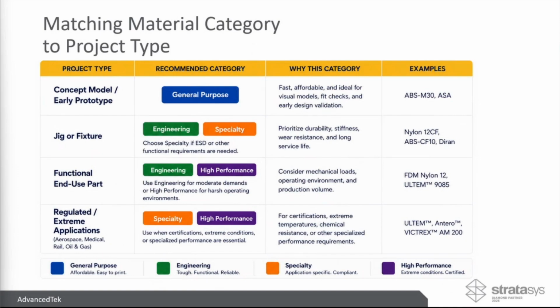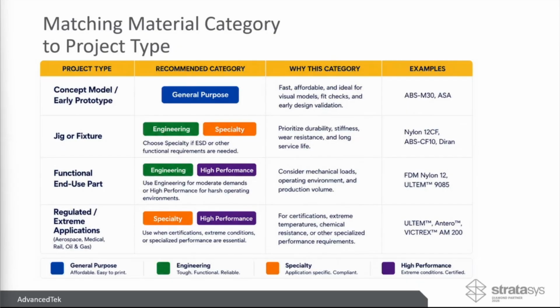Matching material categories to project type. So for a concept model or early prototype, you probably want to go with the general purpose. It's fast, affordable, ideal for visual models, fit checks, early design validation. Material examples are like your ABS-M30, your ASA, and sometimes maybe even your PLA.